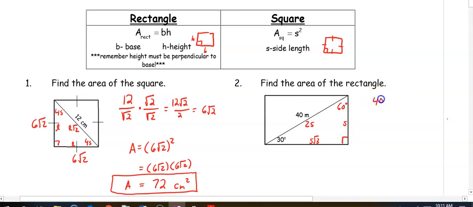So we know that 40 needs to divide by 2 to get 20. So we have one side is 20, and the other side then is 20 root 3. To get our area, we are doing base 20 root 3 times the height of 20, which would simplify to 400 root 3 meters squared.